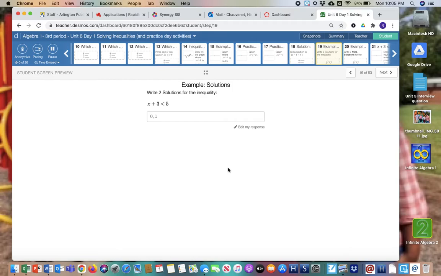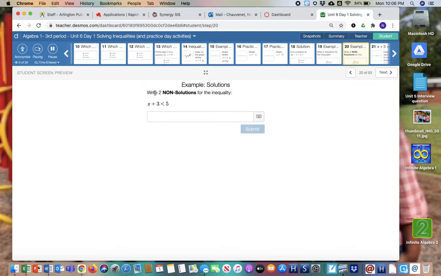And I also could do what? Any negative number, okay? I could have a lot of different options here, basically anything that's less than 2. Because if I put a 2 in here, it'd be 2 plus 3 is 5. 5 is less than 5? 5 is not less than 5. So you can have any number here that is below or less than 2.